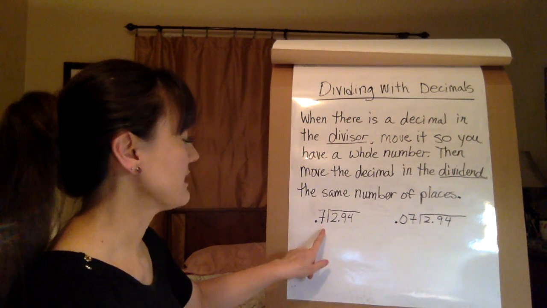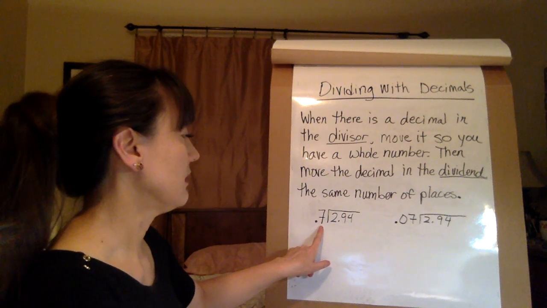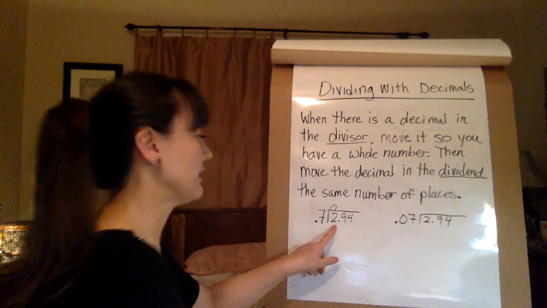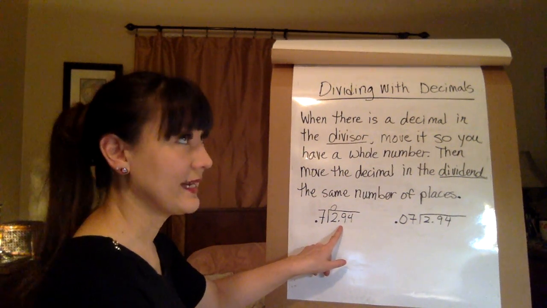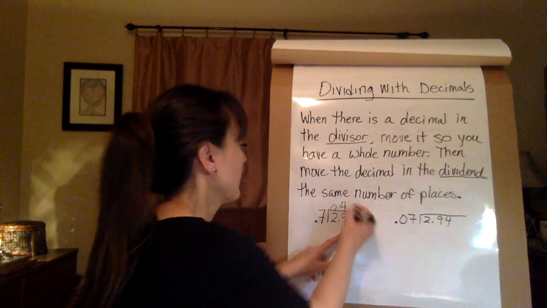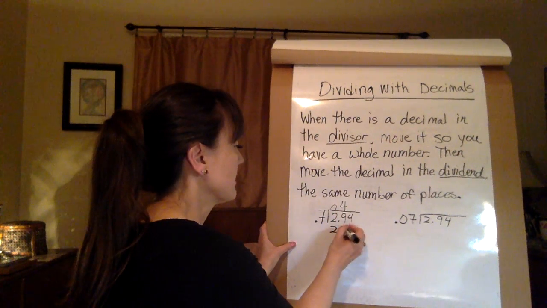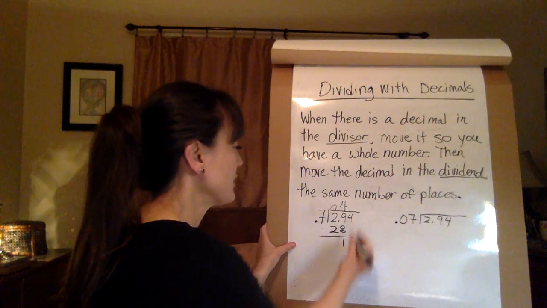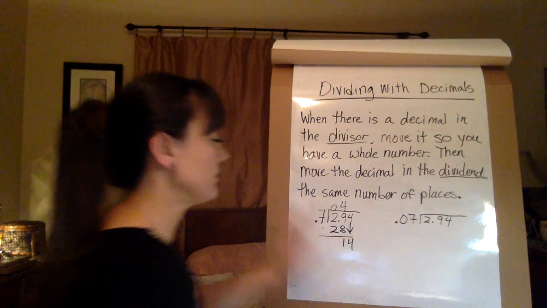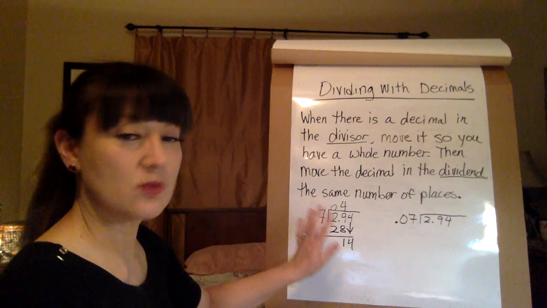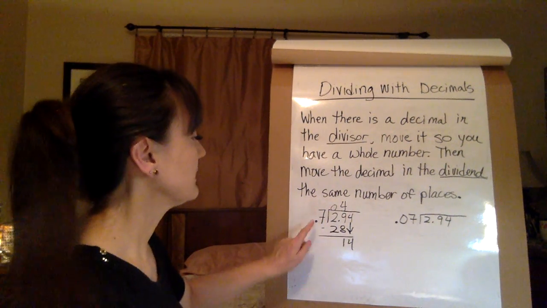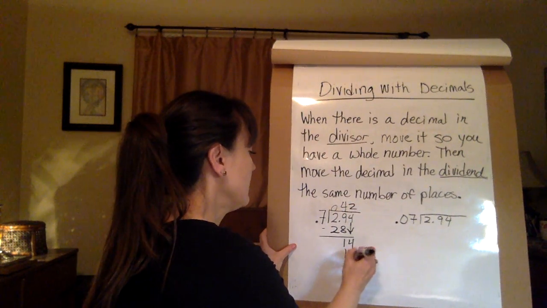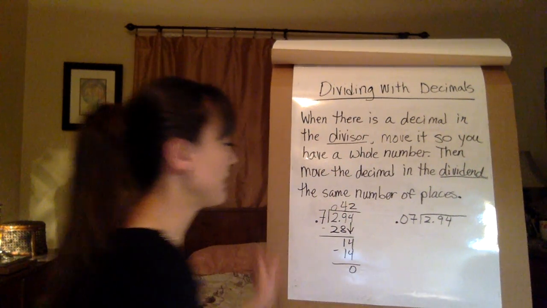So I'm looking at 7 divided into 2. It doesn't fit, so I can put my placeholder 0 there. And the 7 goes into 29 4 times. 4 times 7 is 28. And then I do my subtraction, and I bring down that 4. So I do the problem just like normal. I just ignore those decimals. So now 7 divided into 14 is 2. And I get a remainder of 0.